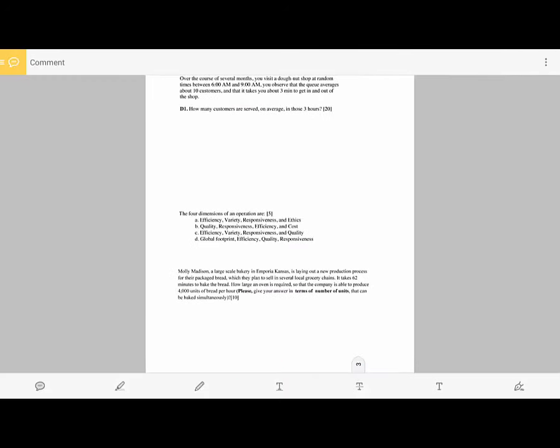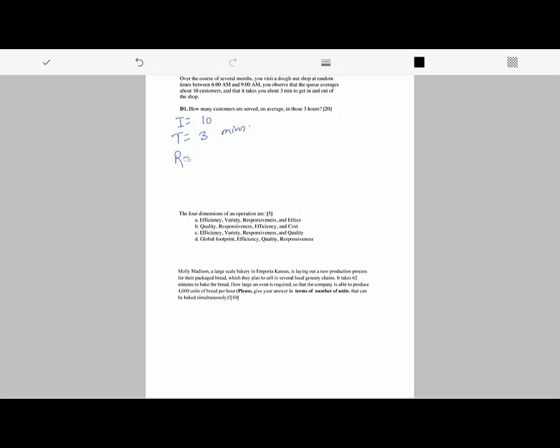Okay, let's go to the next question. Over the course of several months, you visit this donut shop, and you observe that the queue length on average is 10 customers. It takes 3 minutes to get in and get out, so T is 3 minutes. I want to find R, so I equals R times T. I is 10, R is what I'm after, T is 3. R equals 10 divided by 3.